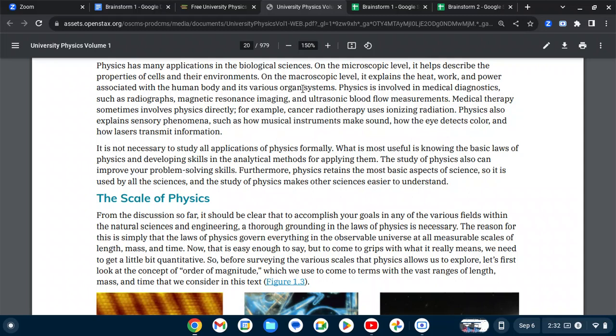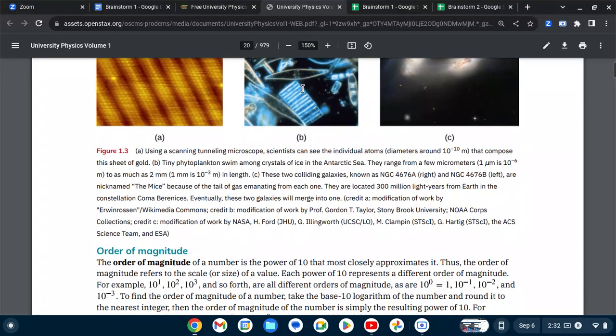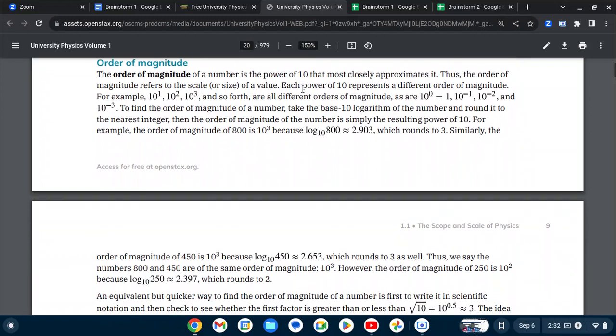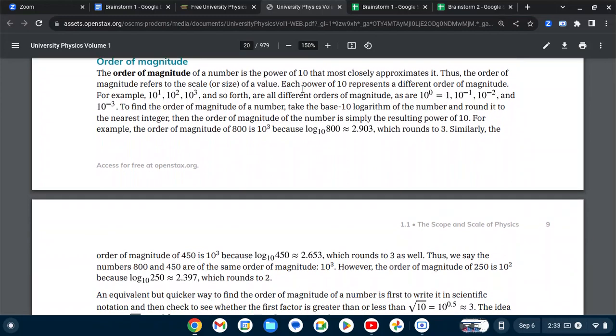So before surveying the various scales that physics allows us to explore, let's first look at the concept of order of magnitude, which we use to come to terms with the vast ranges of length, mass, and time that we consider in this text. Order of magnitude. The order of magnitude of a number is the power of 10 that most closely approximates it. Thus, the order of magnitude refers to the scale of the value. Each power of 10 represents a different order of magnitude.